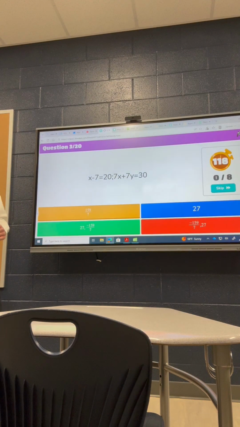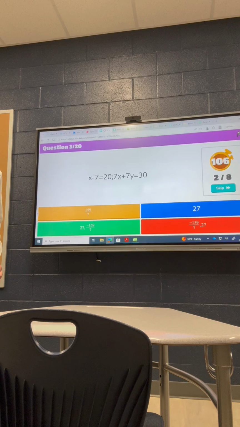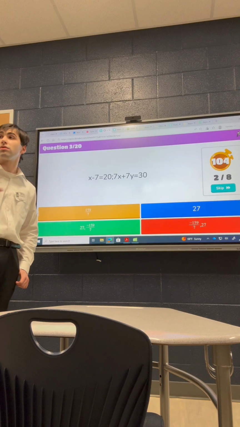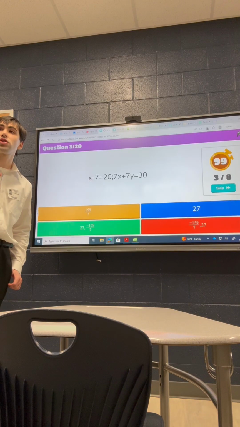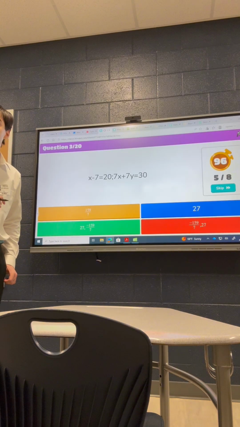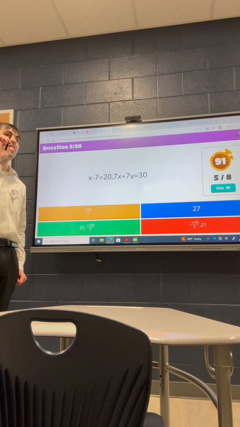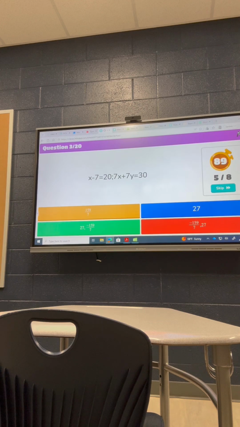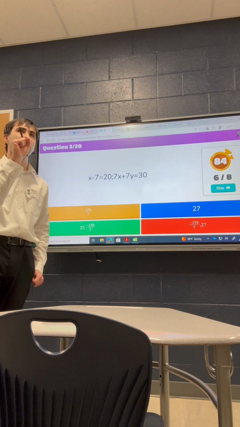Alright, the next one. X minus 7 equals 20, and 7x plus 7y equals 30. Remember, isolate a variable so you can get x alone. Try to solve for a variable. Be careful with the fractions, and be careful with the positives and negatives.